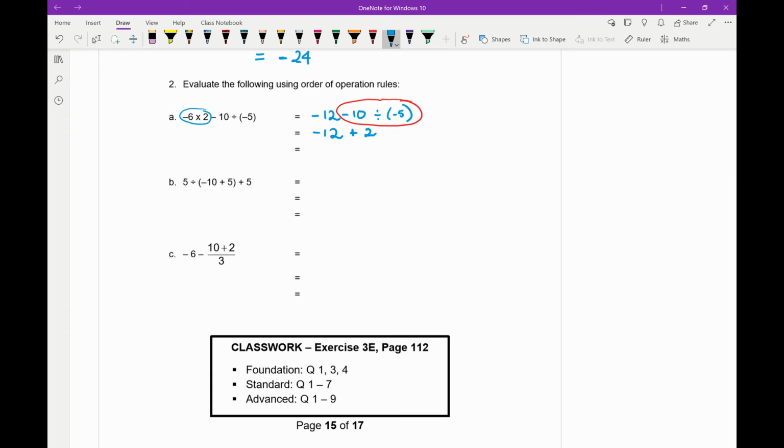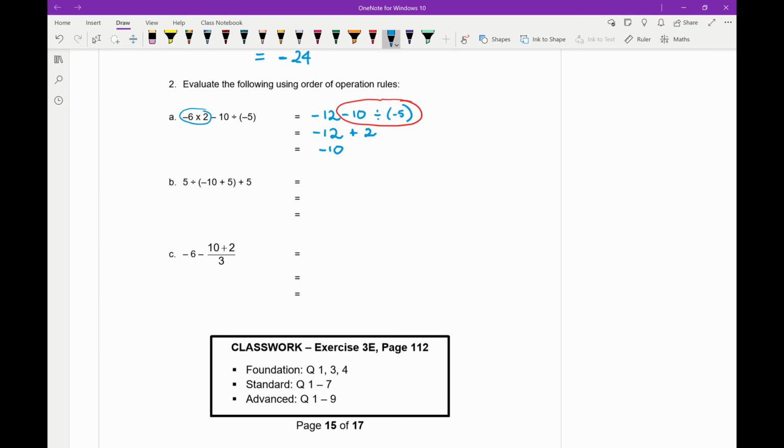Okay, then the multiplication divisions are all done. So now addition and subtraction. We have a -12, so think of that number line. We're at the -12, and we want to come up because we're adding 2 onto that. So moving 2 up will land us at a -10. Okay, good. Let's go on to part B.